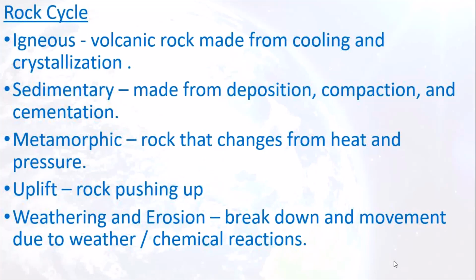You've got igneous, which is volcanic rock. It's made from cooling and crystallization of basically liquid rock, which could be in the form of magma or lava. Sedimentary rock is rock that's made from the deposition, compaction, and cementation of pre-existing rock, or in some cases organic matter can get mixed in as well. Then you've got metamorphic rock. This is where pre-existing rock changes due to heat and pressure from the earth.